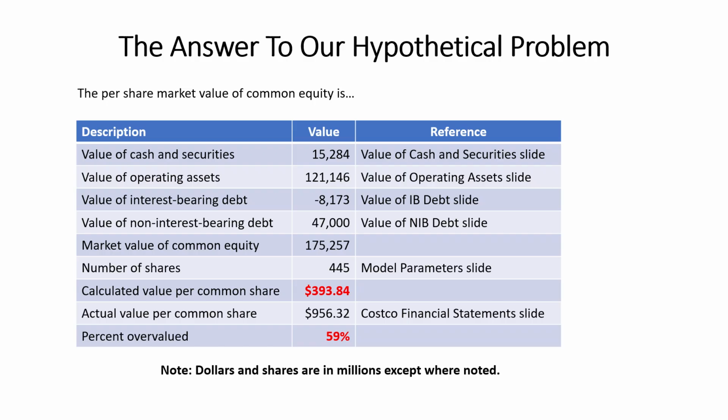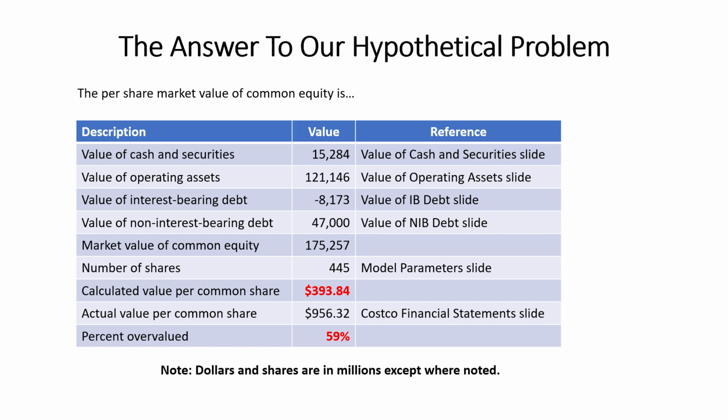So if we add all that up, the market value of common equity is 175,257, and that's the value of all the shares. Then we take that number and divide it by the number of shares, 445, and we get a calculated value per common share of 393.84. And then we look at it and say, okay, the share price per our calculation should be $393.84. But what's it actually selling for?